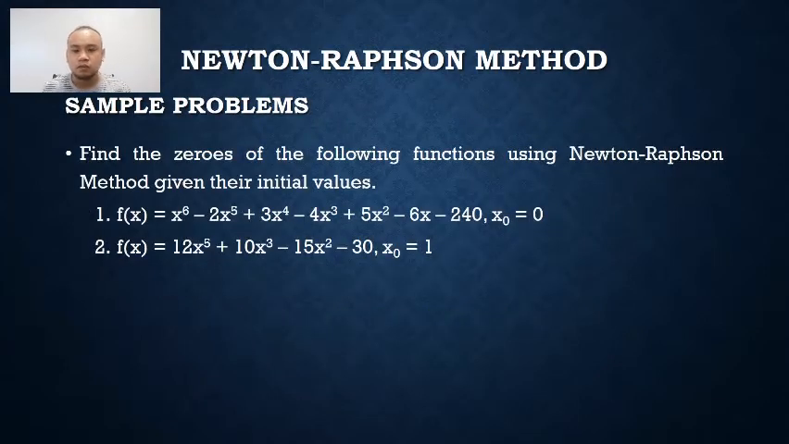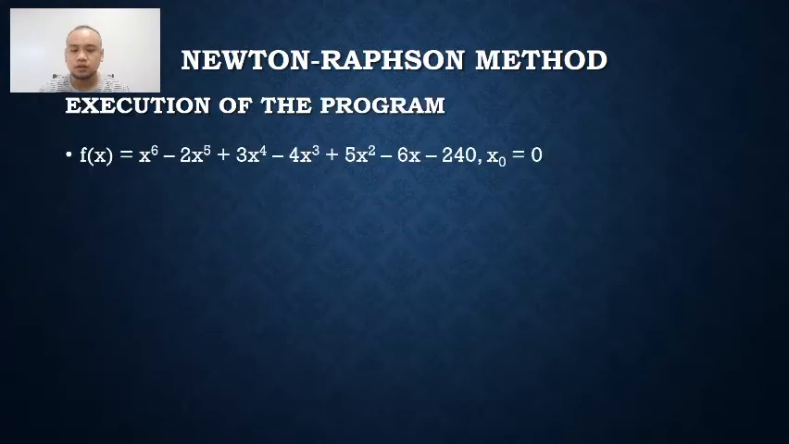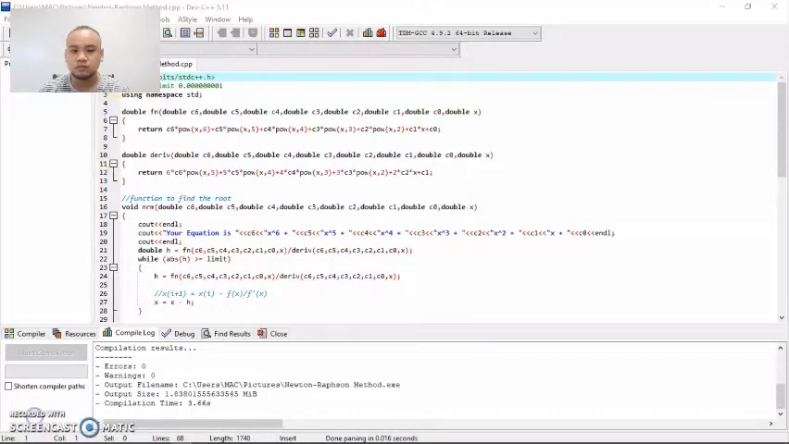Let's start with these sample problems. Find the zeros of the following functions using Newton-Raphson method given their initial values. Let's solve first for f of x equals x raised to 6 minus 2x raised to 5 minus 3x raised to 4 minus 4x cubed plus 5x squared minus 6x minus 240, where the initial value of x is 0.